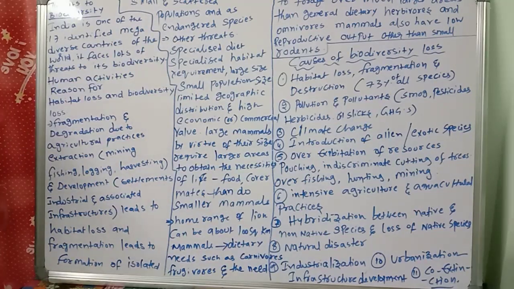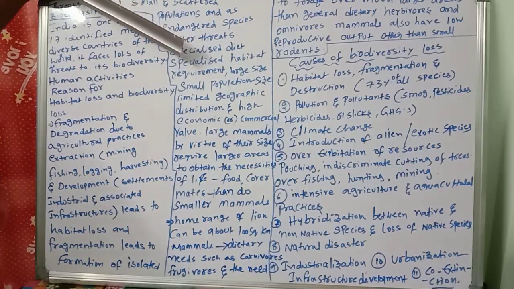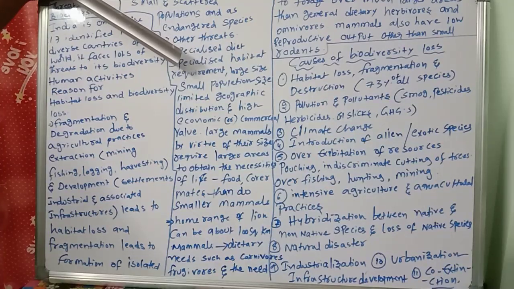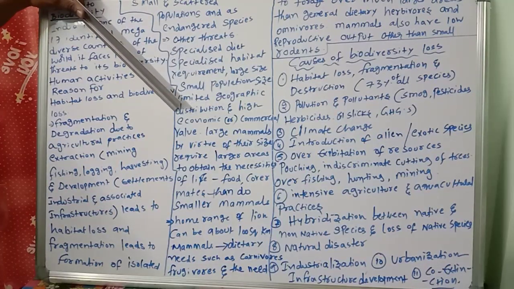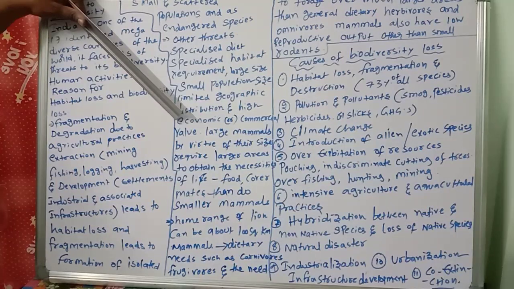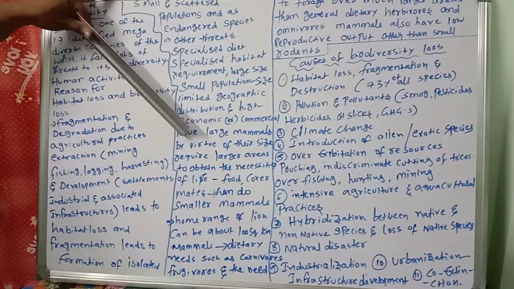What about other threats? This is another important thing. What are the other threats? Especially specialized diet, and next specialized habitat. These are very important. Specialized diet, specialized habitat requirement, large size, small population size, limited geographic distribution, and high economic or commercial values.